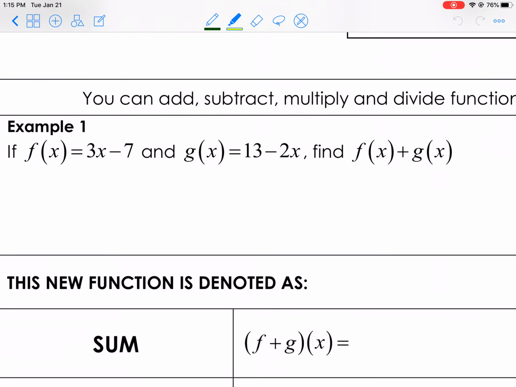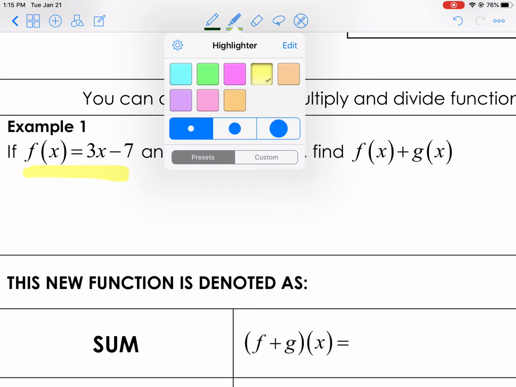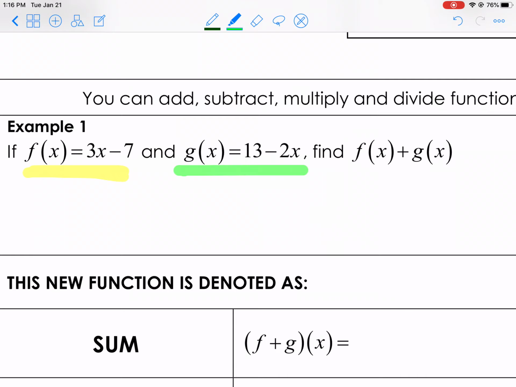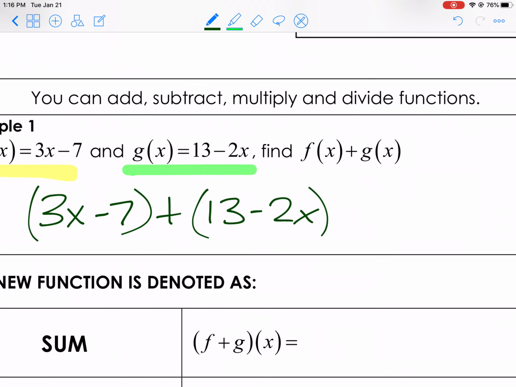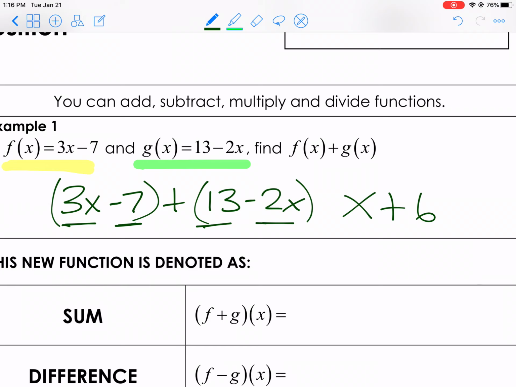So in this case, we're taking the function f, which is 3x minus 7, and the function g, which is 13 minus 2x, and we're going to add them together. We're going to find their sum. So we would rewrite this as 3x minus 7 plus 13 minus 2x, right? So here's the f function, here's the g function. We're adding them together. We're just going to combine like terms. So 3x and negative 2x is x, negative 7 and 13 is 6. So this new function is x plus 6.